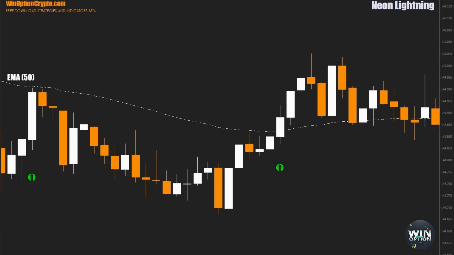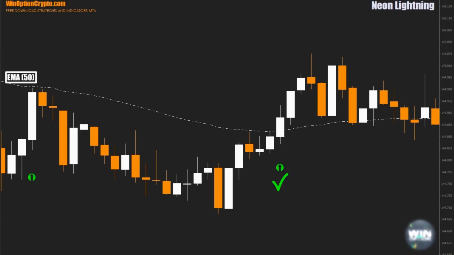To improve the accuracy of entries and reduce the number of unprofitable transactions, you can additionally use an exponential moving average with a period of 50. This tool will help determine the priority direction for trading. We will open call options only if the signal candle closes above EMA 50. Conversely, we open trades to buy put options when the candle with the trading signal closes below this moving average. This approach will help filter out trades against the trend and focus on more likely entry points.